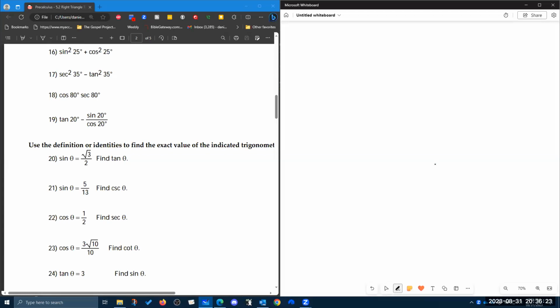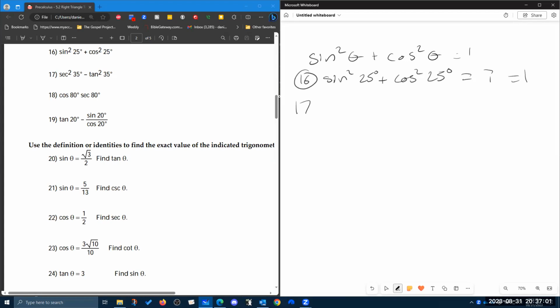One of the most fundamental identities in trigonometry is that sine squared of an angle plus cosine squared of the same angle is 1. And that's going to be our first rule that we use in number 16: sine squared of theta, which they have as 25 degrees, plus cosine squared of the same 25 degrees is going to equal what? That's going to equal 1 by the Pythagorean identity.